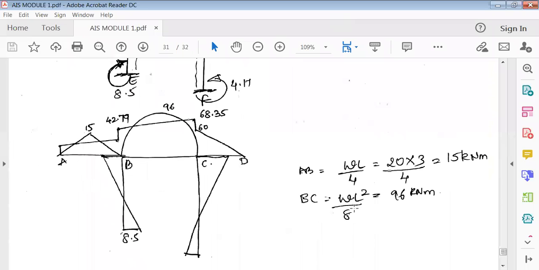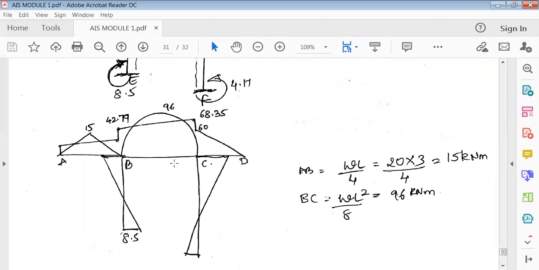Okay, so first draw the free bending moment. Wherever there is load, just draw the bending moment for that. So free bending moment is first AB, there is a point load here. So WL by 4. AB, WL by 4. So it is 15 kilonewton, mark here. Then BC, again it is a UDL. So it is WL square by 8, which is 96. Okay, so mark these.